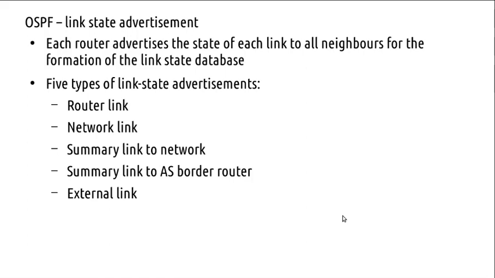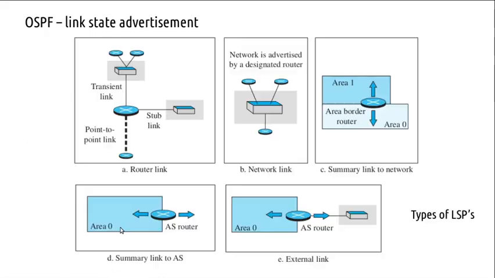Now, the open link state advertisements: there are 5 types of advertisements. They are router link, network link, summary link to the network, summary link to the autonomous system border router, and external link. You will have to advertise link state packets; that's basically link state advertisements. We'll see the different types.